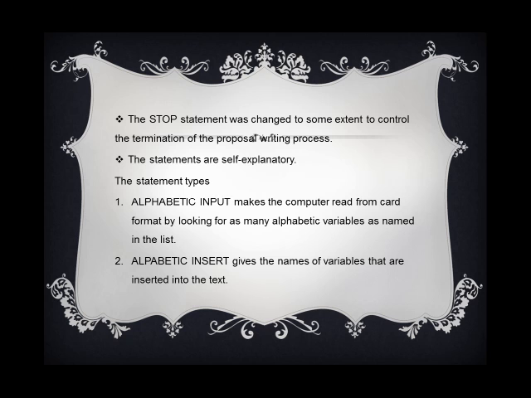First, alphabetic input. This makes the computer read from card format, looking for as many alphabetic variables as named in the list. Next is alphabetic insert. This gives the names of variables that are inserted into the text. These are really useful extensions.